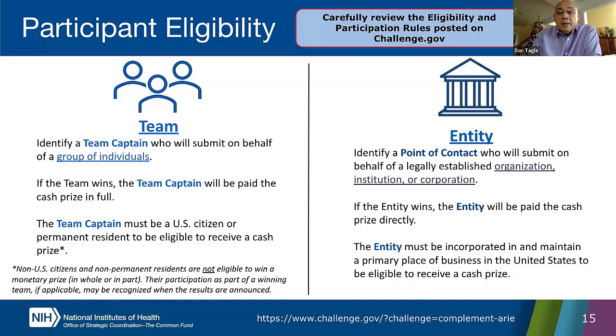In terms of submissions that would involve an entity, so an entity would be like an organization, an institution, or a corporation, the submission should identify a point of contact representing that entity or organization. So in this case, if the entity wins, the entity will actually pay the cash prize directly. And in this particular case, the entity must be incorporated in and maintain a primary place of business in the United States to be eligible to receive a cash prize. Next slide.